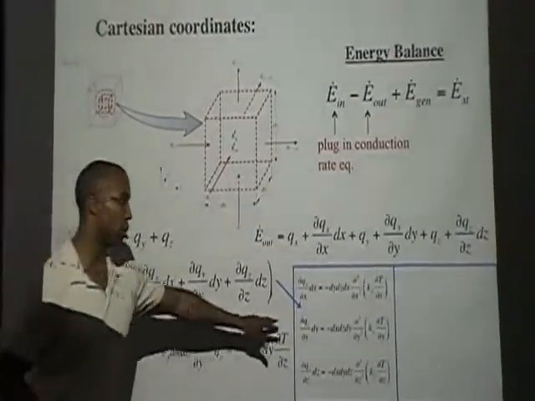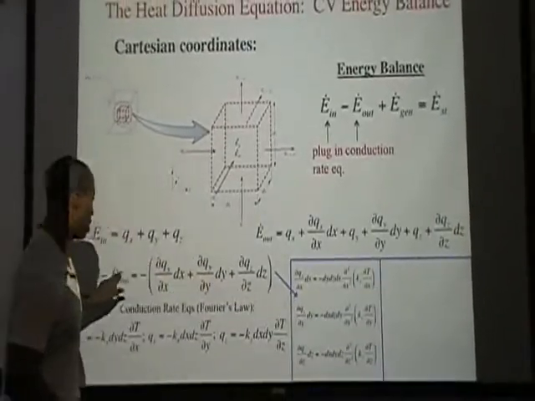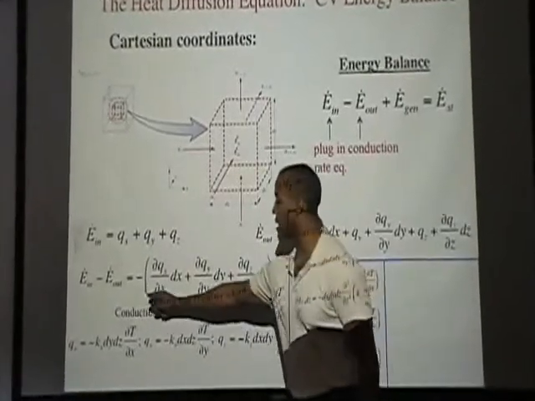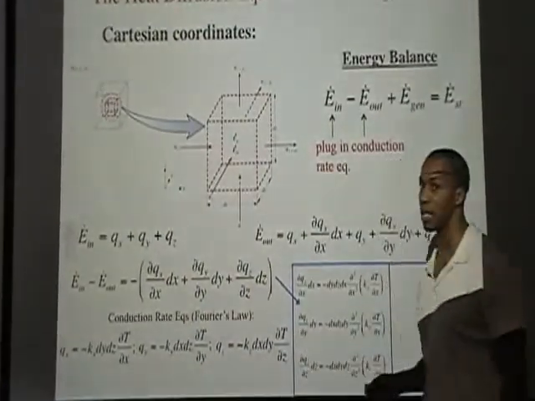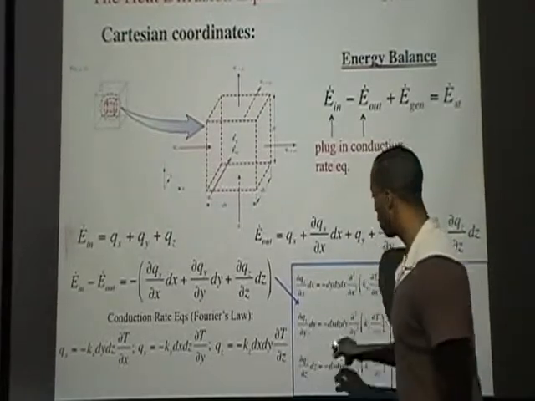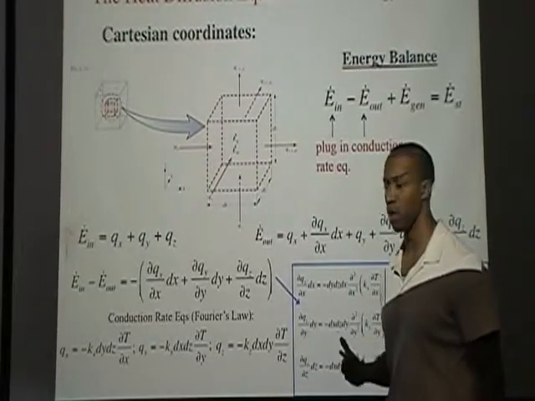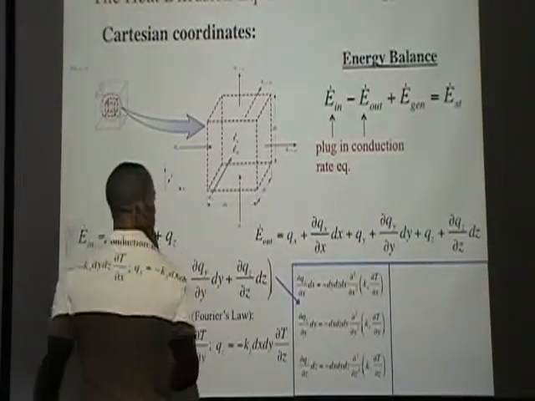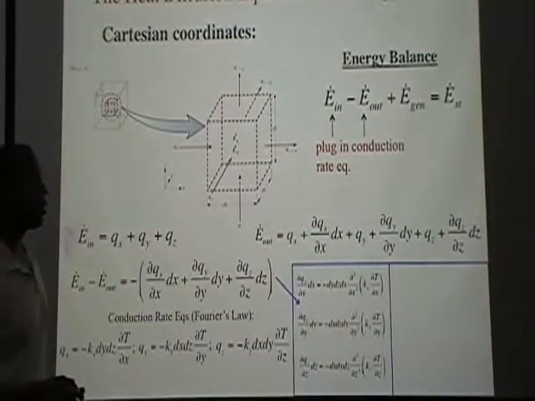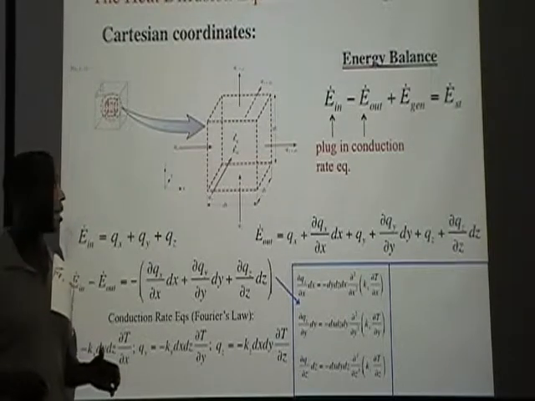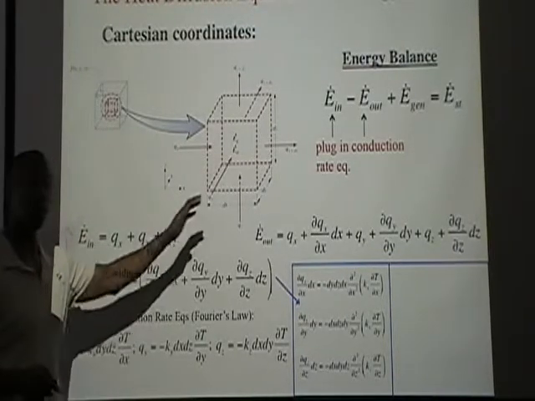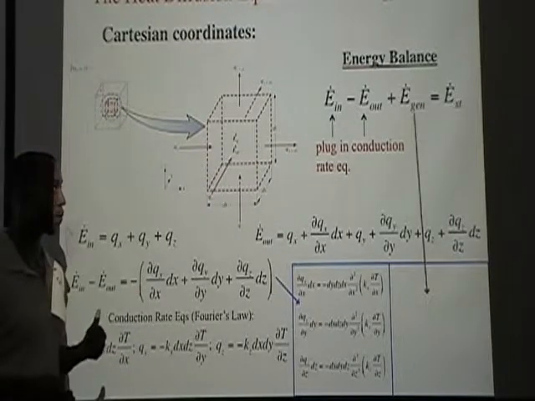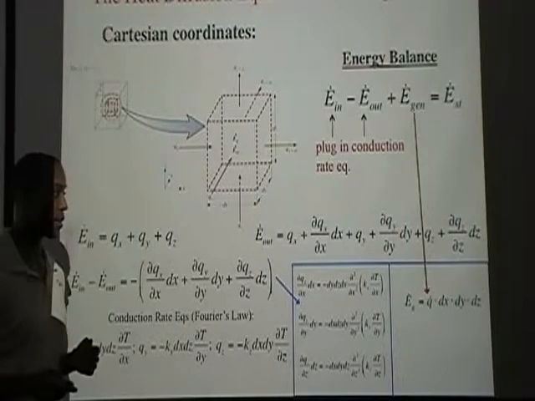So now if you take these three relations and plug them into the energy in minus energy out balance, then we have a balance in terms of temperature, thermal conductivity, and our spatial dimensions. So now we've dealt with the energy in minus energy out portion of the energy balance. We're left now with energy generated and energy stored. So let's deal with energy generated first.